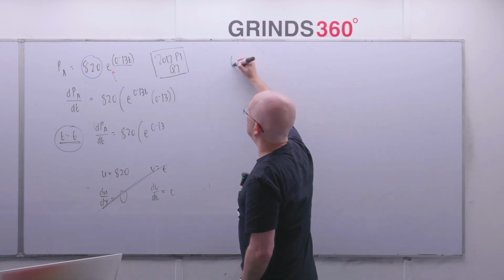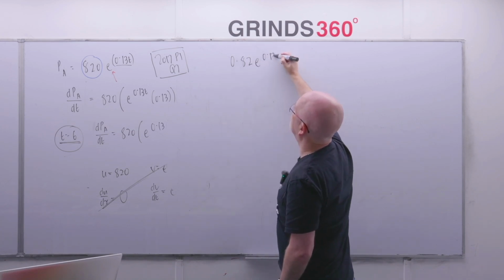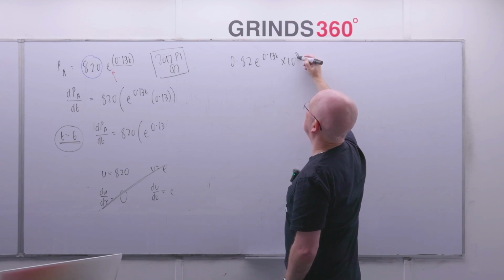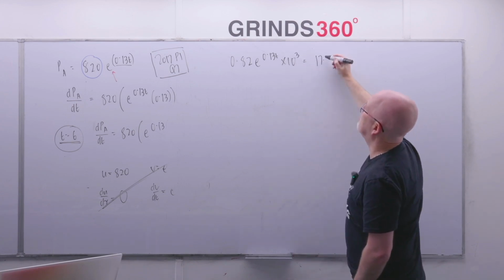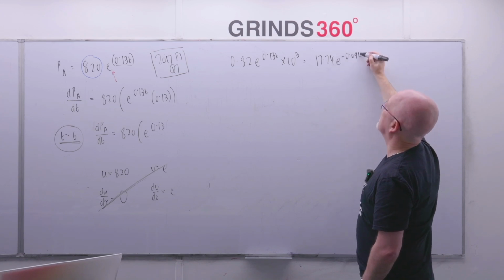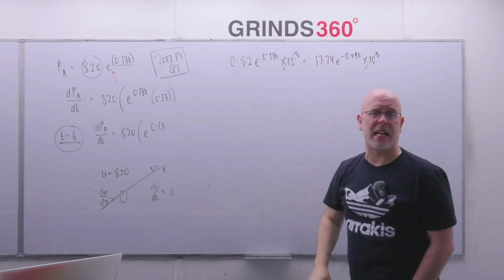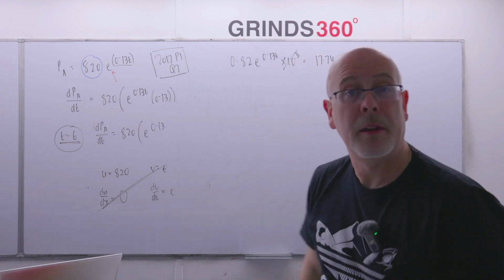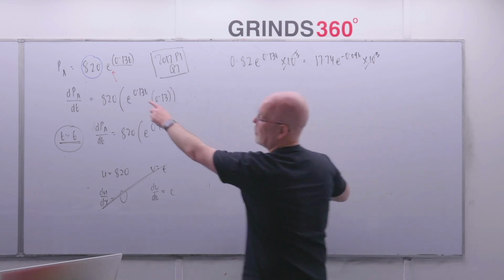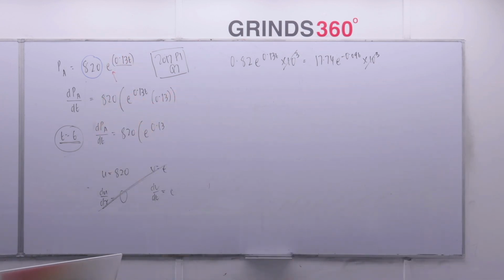So even if I had them in their original formula, that 0.82 times e to the power of 0.13t by 10 to the power of 3 equals 17.74 times e to the power of minus 0.09t by 10 to the power of 3. So you can see straight away, if I had them in that formula, I could just cancel the 10 to the power of 3's on both sides anyway. Okay, it doesn't matter if I'd used them in this form here, it doesn't make any difference. But if I left them in the original form, the thousands will cancel anyway.